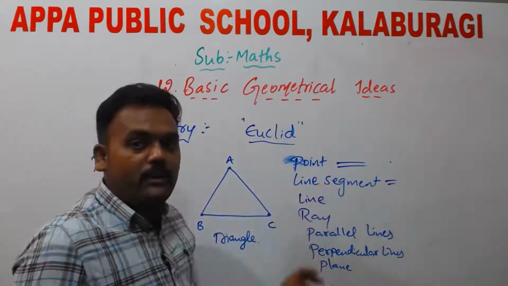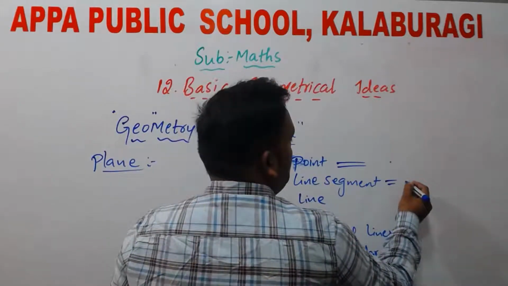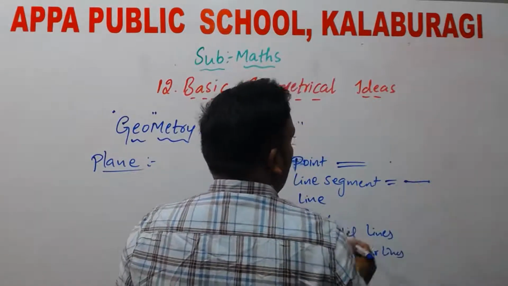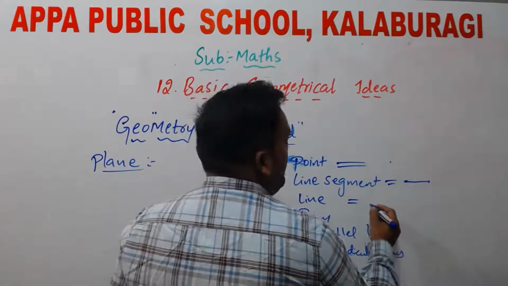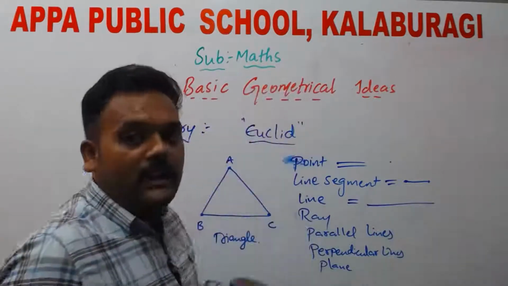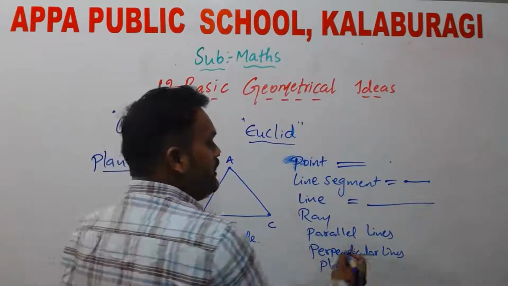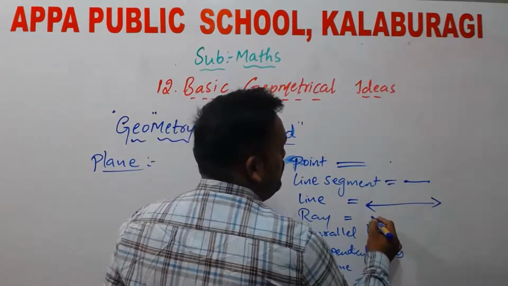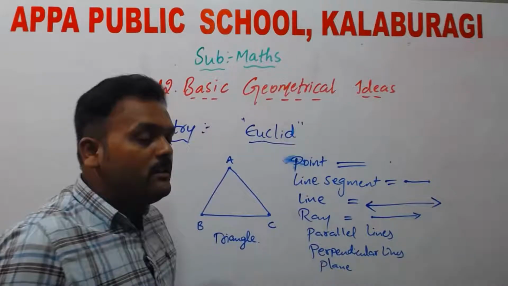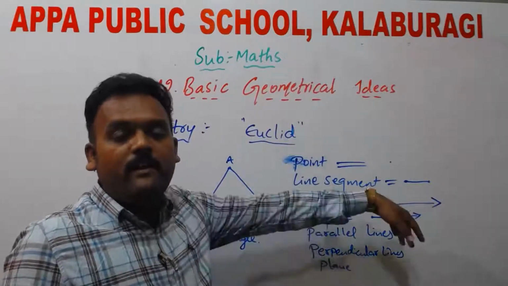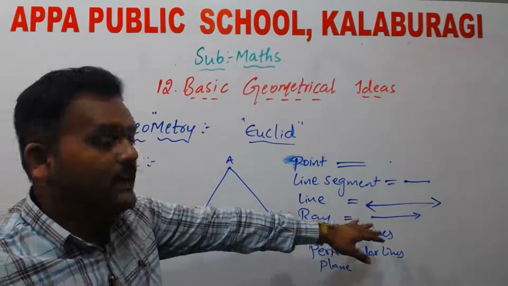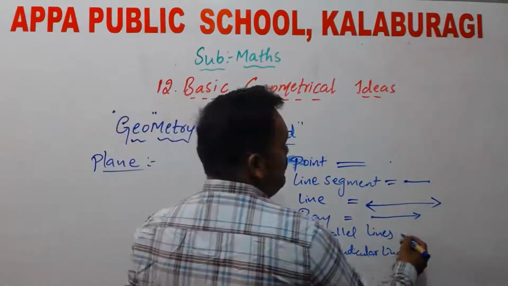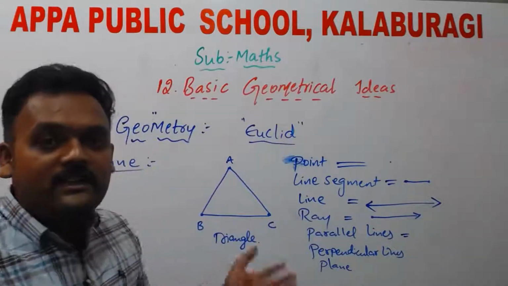It has two end points, beginning and end. A line means that it has extended indefinitely in length, extended on both sides. A ray has only one end point, and the other side is infinite in length. Next, parallel lines: the two lines which do not intersect each other.